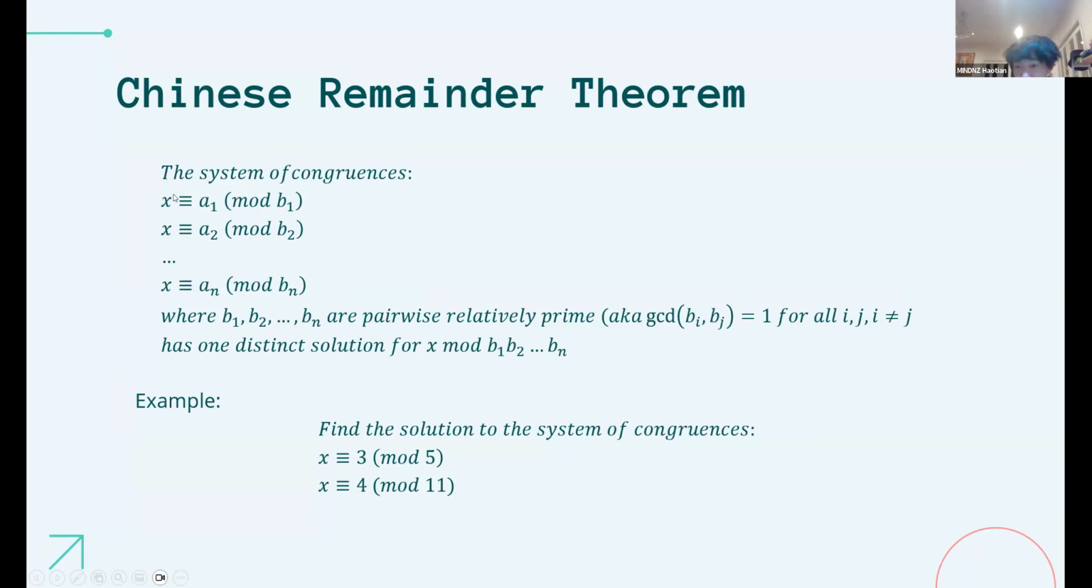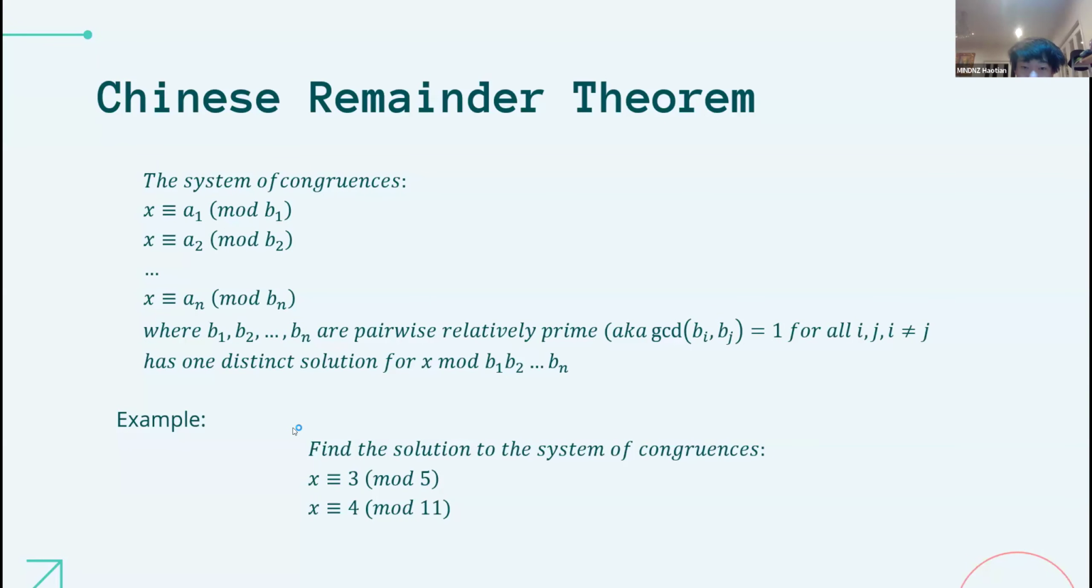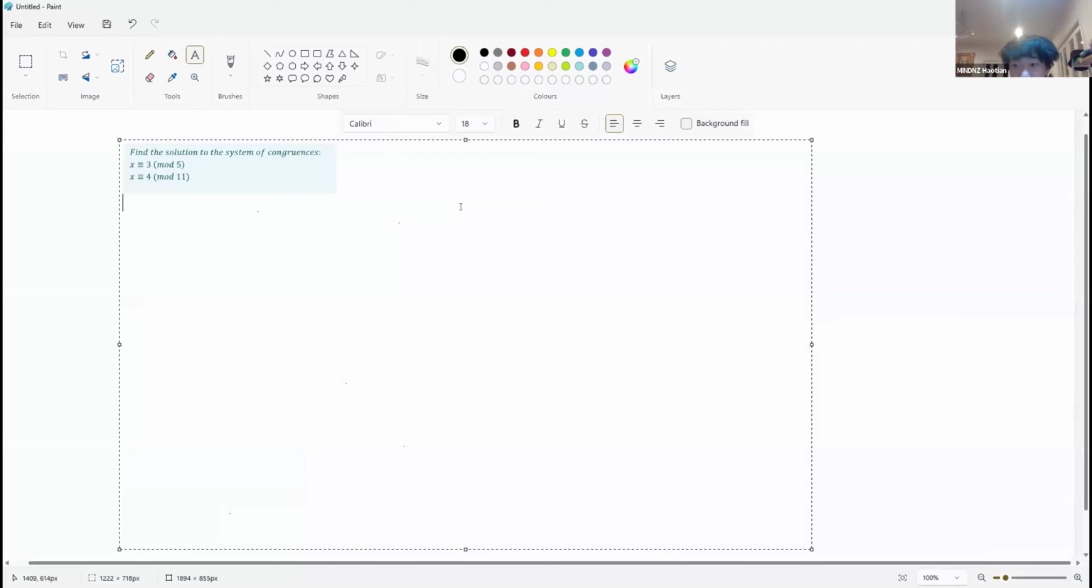Then there is exactly one solution for x mod b1, b2 up to bn. So let me demonstrate what this means. If we consider the example, x is congruent to 3 mod 5, and x is congruent to 4 mod 11. So we're claiming mod 55, there's exactly one answer for x.